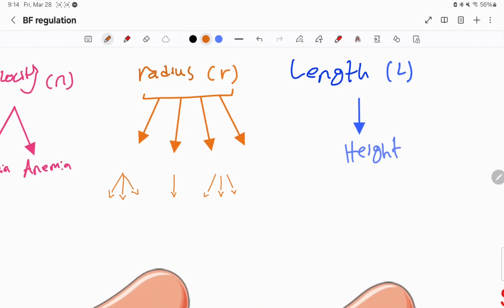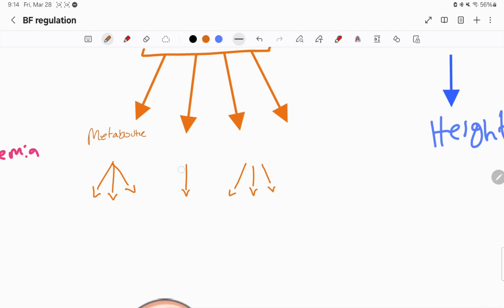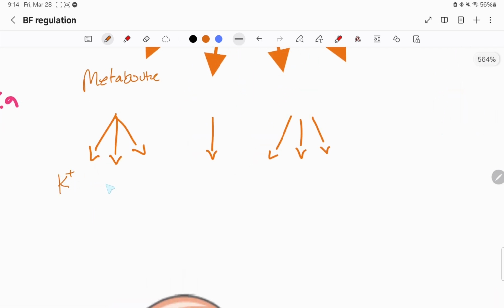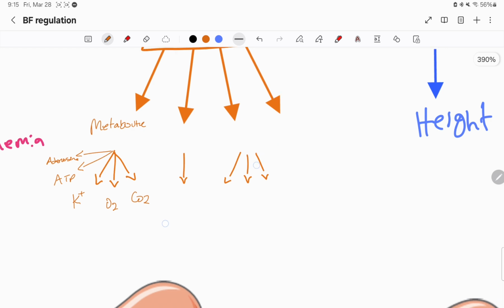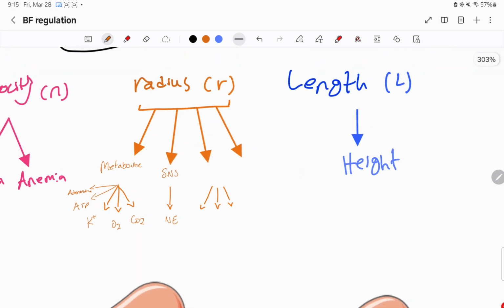Now, what are the things that actually affect radius physiologically? Well, there are metabolites. There are certain metabolites that are released, for example, by the muscle when we're exercising, things like potassium, O2, CO2, and I can go on, talk about ATP, maybe even adenosine. All of these different things are metabolites. Another thing is the sympathetic nervous system. That is the most obvious one. Once it becomes activated, it will release norepinephrine to vasoconstrict arterioles, and we'll look at that in depth.